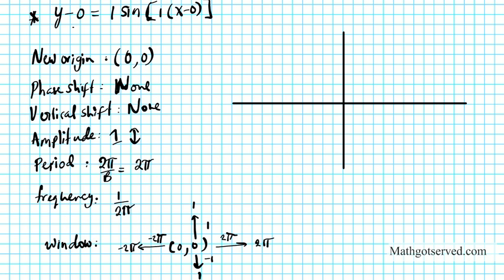4 tick marks equals 2 pi. I'm going to use 2 boxes here: 1, 2, 3, 4. That's 2 pi. To the left, 1, 2, 3, 4. That's negative 2 pi. And that's negative pi. And that's pi.